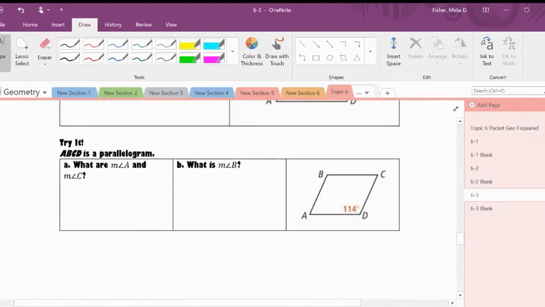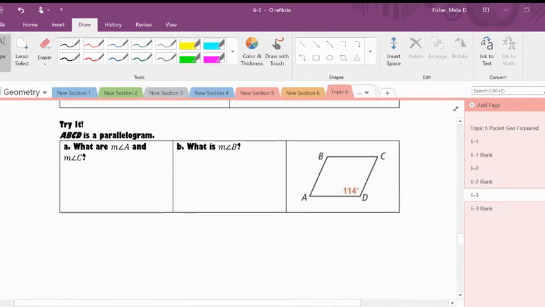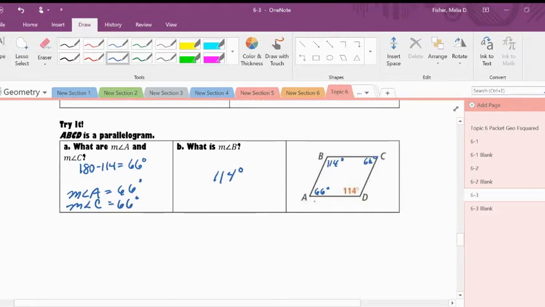Go ahead, pause your video and do the try it and come back and check your answers when you're done. You should have determined that angle A and angle C are both 66 degrees and angle B is 114 degrees.